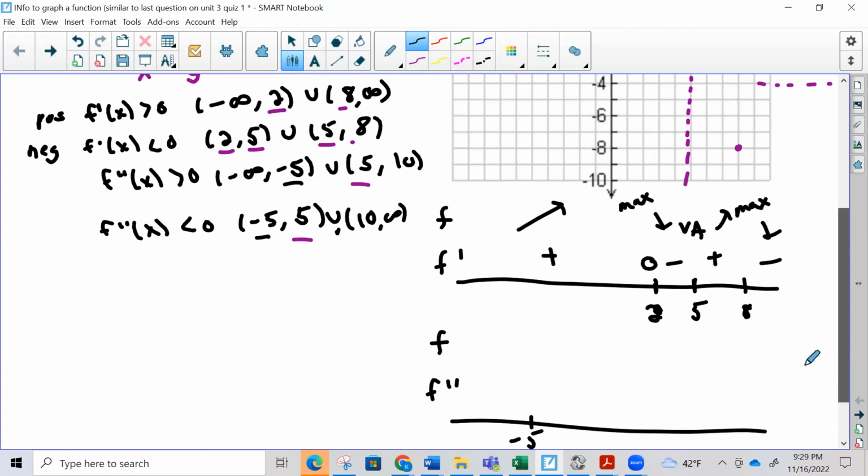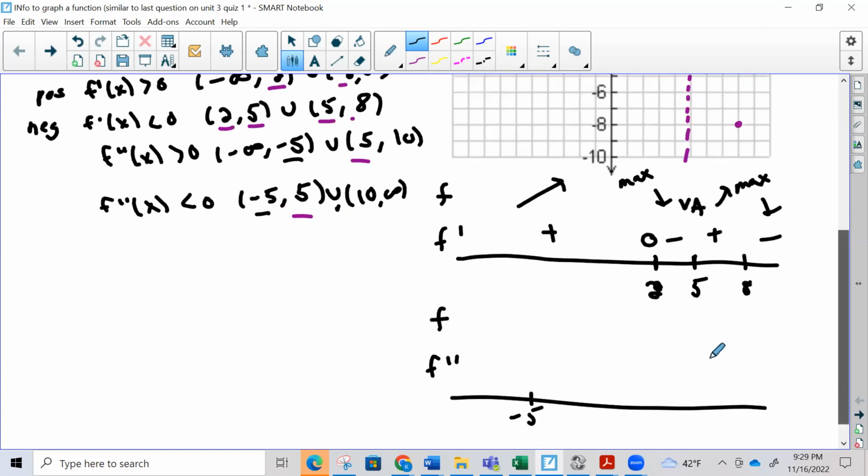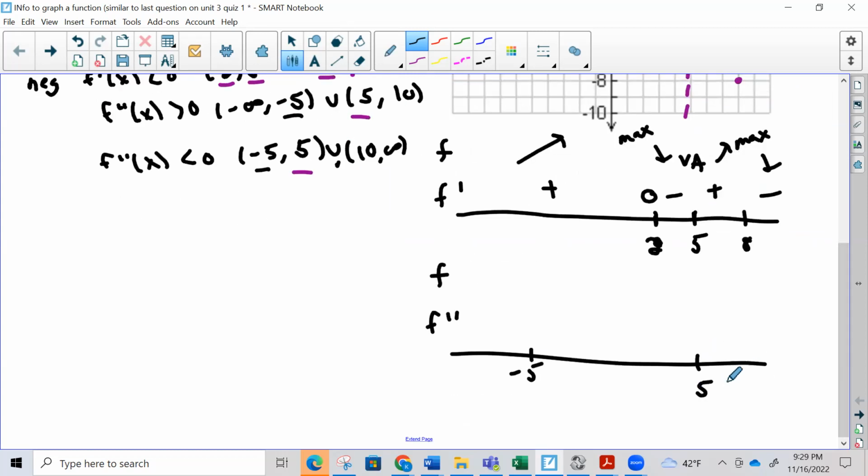-5. At 5 is the next one. So that's here. And then at 10. So over here. Only 10 is like there on my graph.